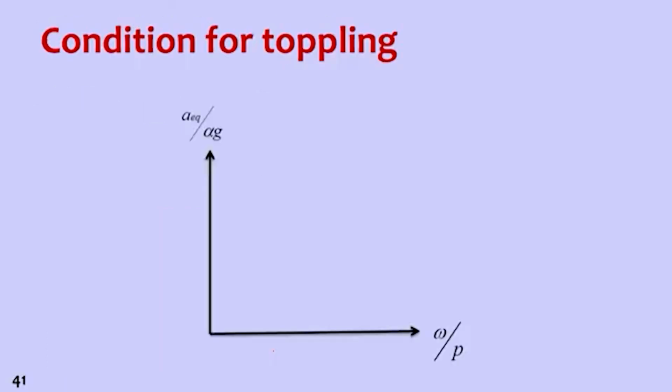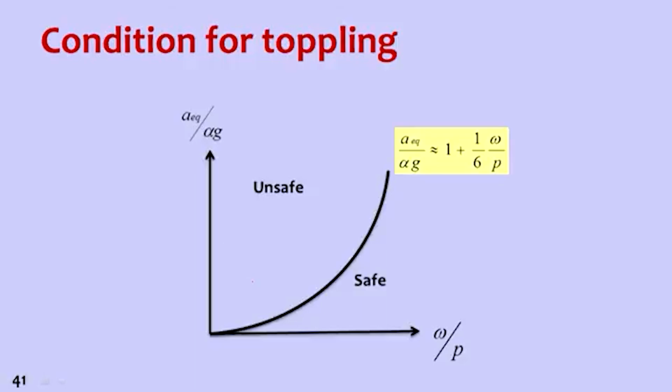If we draw the graph between the frequency parameter, forcing frequency and normalized acceleration value, this gives the condition for the safe and unsafe region. If the acceleration ratio is crossing this line, it is unsafe for the rigid block, and if it is below this line, it is safe. So this is a necessary condition for designing the safety of rigid blocks.